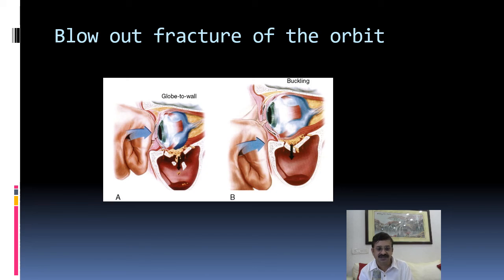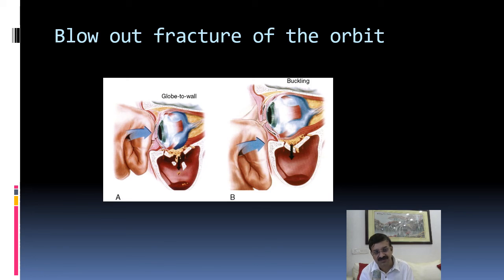Now the last of today's topic, the blowout fracture of the orbit. Blowout fracture of the orbit is by itself a short note, in which what happens is when a fist lands on the eye, such that the size of the agent which is inflicting the trauma is larger than the size of the globe of the eye, it causes the compression of the globe.